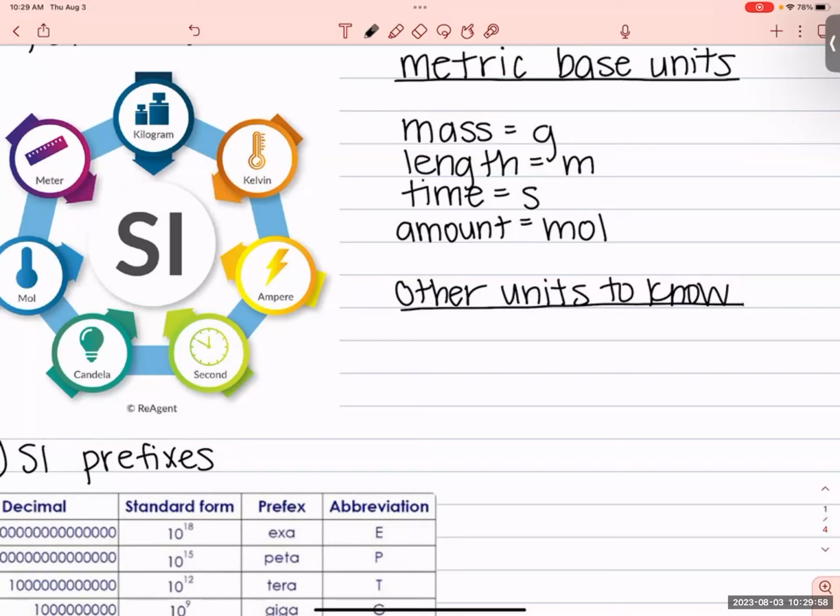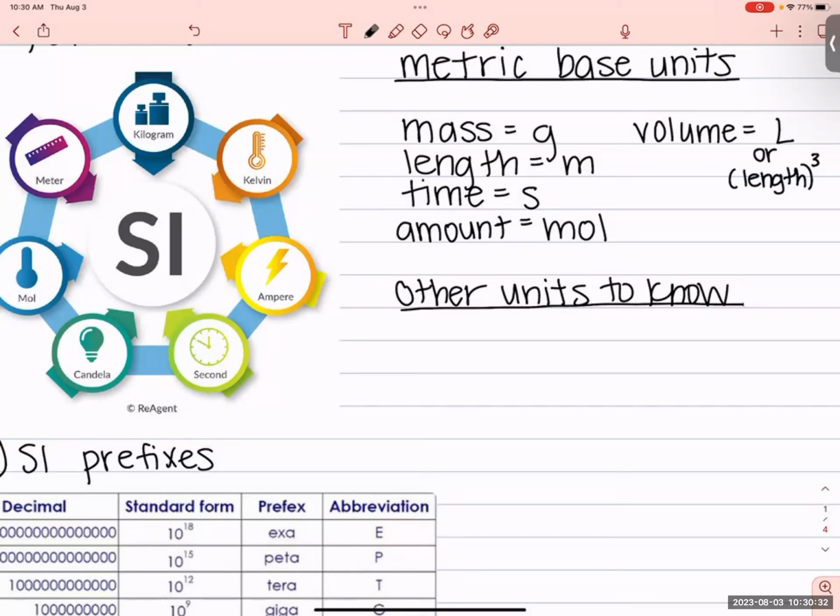One of the base units I'm forgetting here is volume, which is liter. And volume is just an iteration of length, but we'll be using liter as a base unit for volume for the most part. Or I guess we can say whatever your length is cubed, and we'll talk a little bit more about that in another video about conversion factors and how to deal with that.